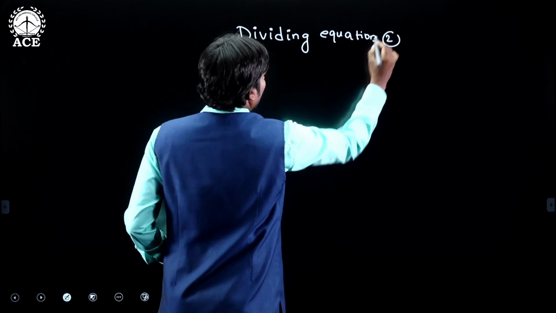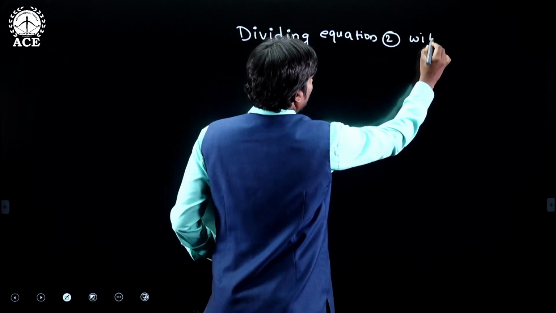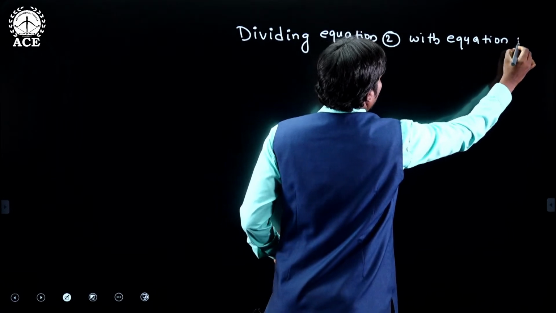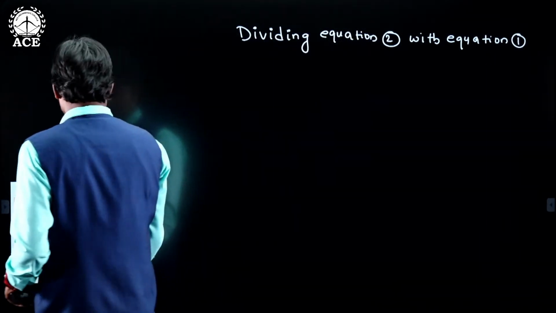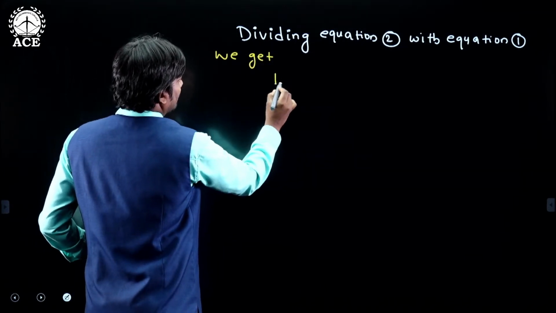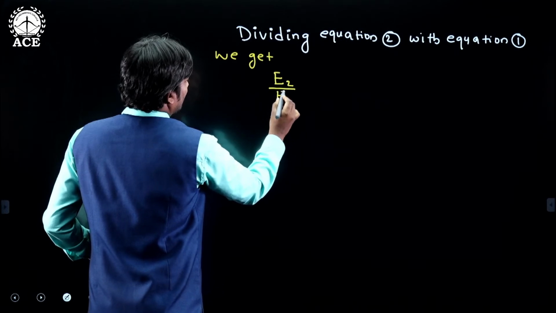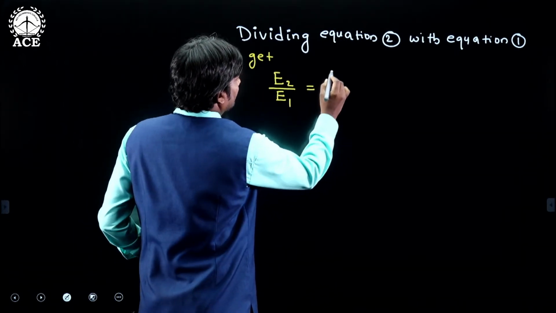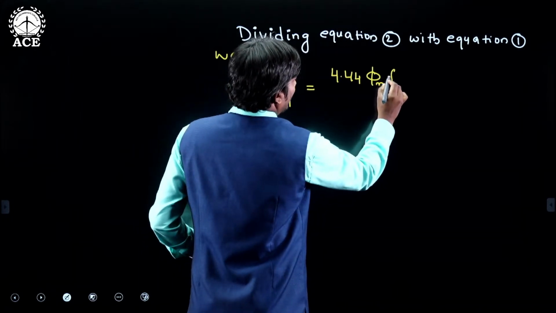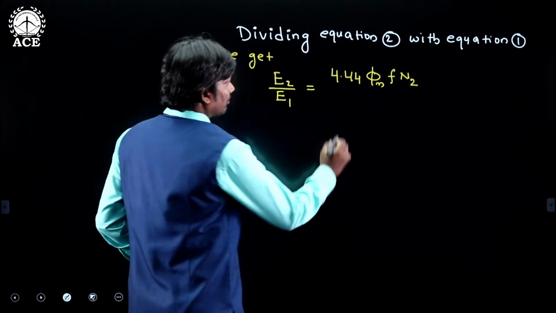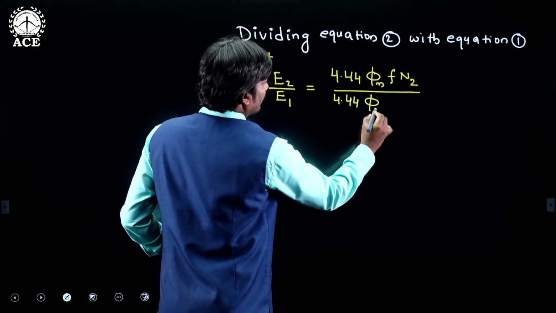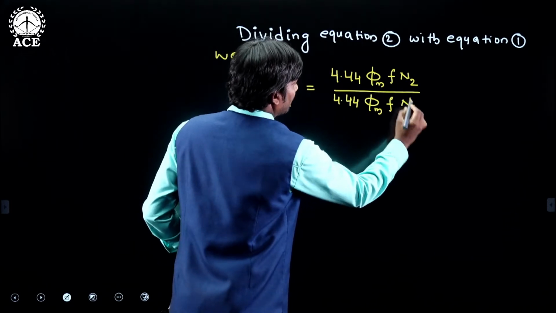Equation 2 with equation 1, we get E2 by E1 is equal to 4.44 pi m f N2 by 4.44 pi m f N1.